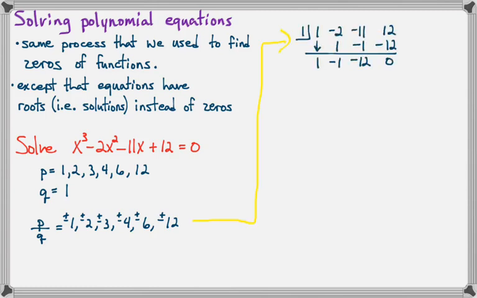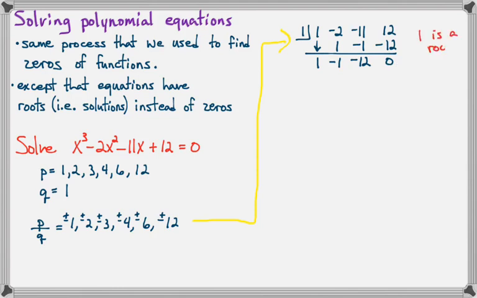Now, which of these numbers are actually roots of this equation? The only way to find out is to start doing the synthetic division. And here I've already started a synthetic division with 1, and I find that 1 is a root. The way I know that is I have a remainder of 0 here. So x minus 1 goes evenly into our equation, therefore 1 is a solution.